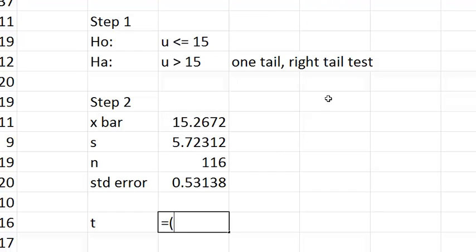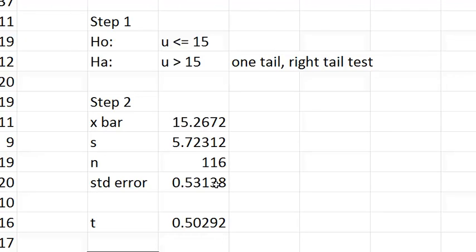So to find the t, we have x bar minus mu, and what's my mu in this case? My mu is 15, right, because that comes from my null hypothesis, divided by my standard error. There he is. Yep. So it's just barely a half a standard deviation away. Not very far at all. Is that right? Yep. Okay, great. So that's step 2.